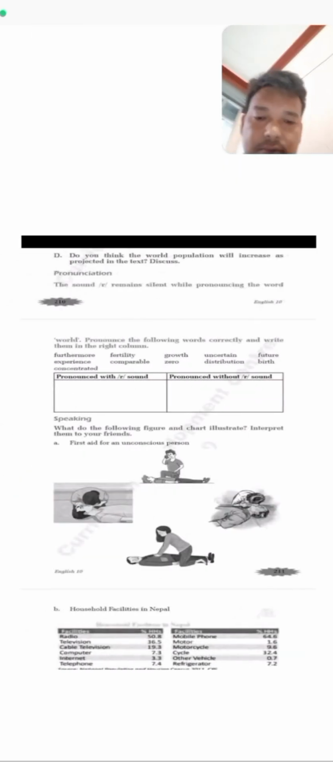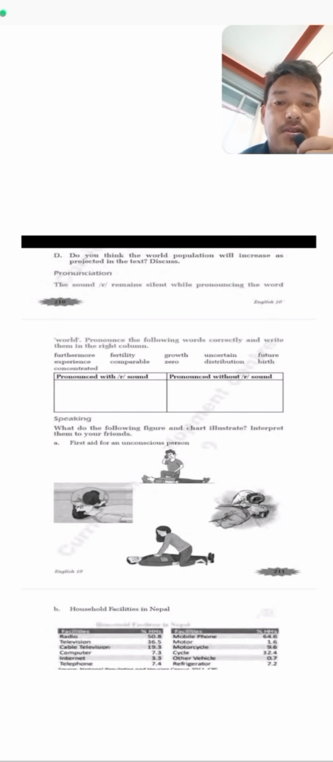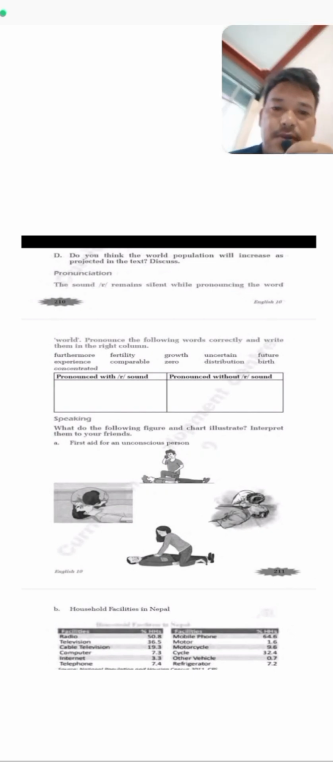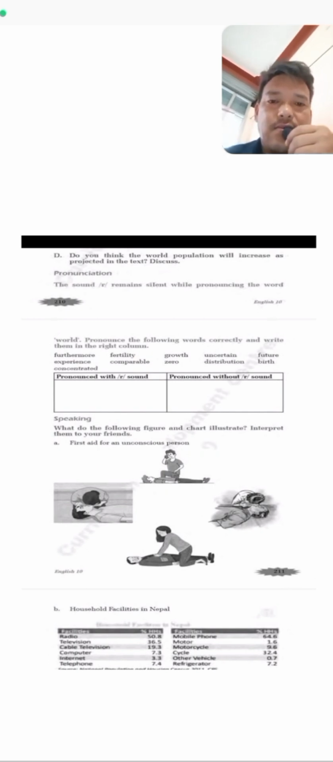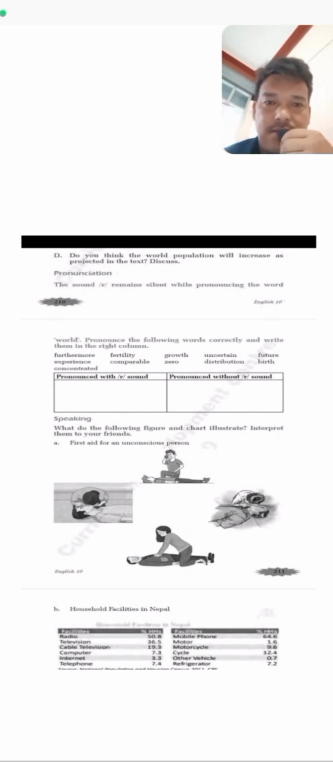Next one, students, it's a speaking part, and we have: what do the following figures in the chart illustrate? Interpret them to your families. So here we have some pictures, students, of a person, we can say an unconscious person, and first aid for an unconscious person. So what are the steps that we have to do at the time of a patient or person's unconsciousness? Let's have a look at the steps. What should we do at the time of unconsciousness? So have a look at the answer.